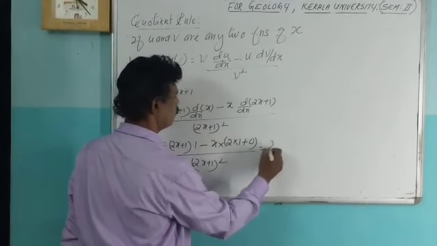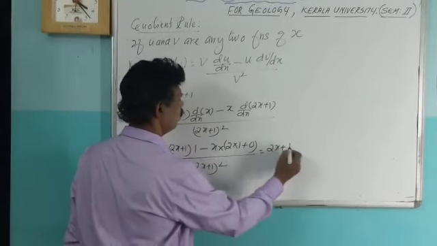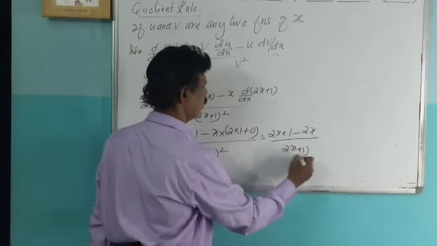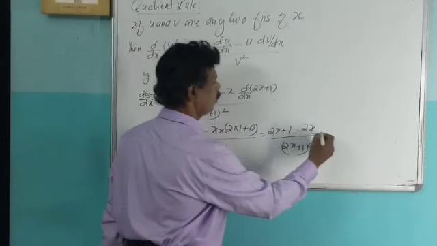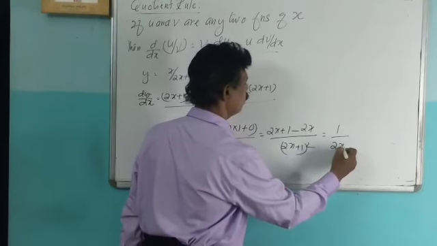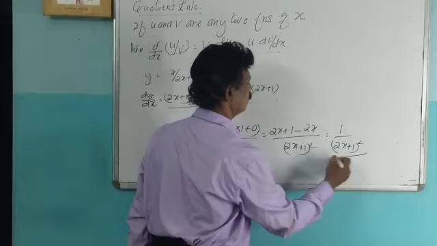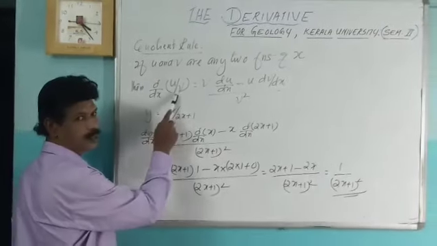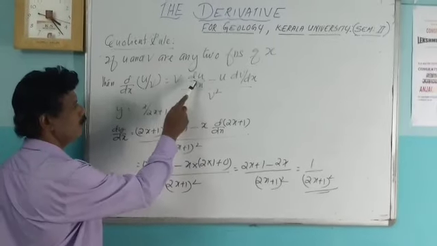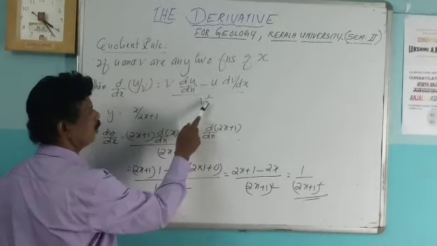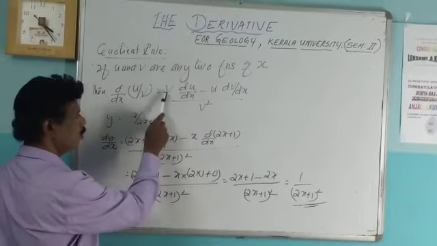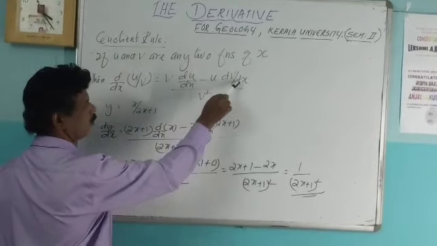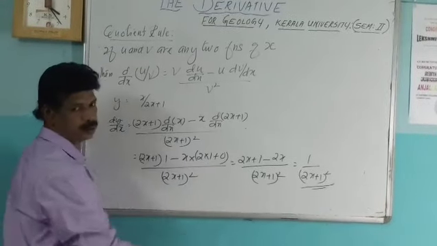Open this bracket, (2x + 1) into 1 minus 2x, divided by (2x + 1) whole square. We can cancel this 2x, so the final answer is 1 by (2x + 1) whole square. If u and v are any two functions of x, then d by dx of u by v equals (v into du by dx minus u into dv by dx) by v square. That is, denominator into derivative of numerator minus numerator into derivative of denominator, by denominator square.